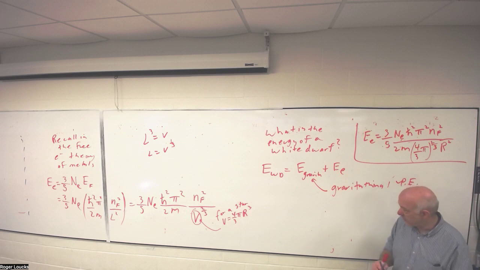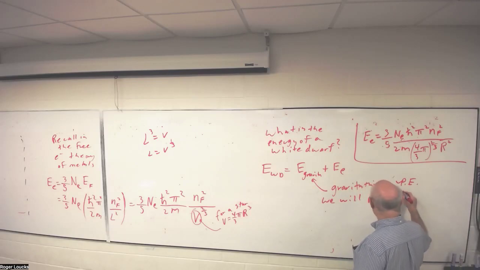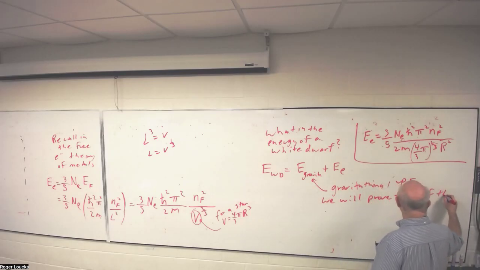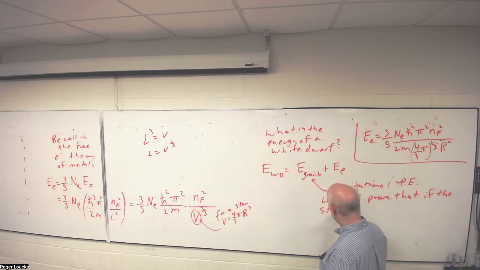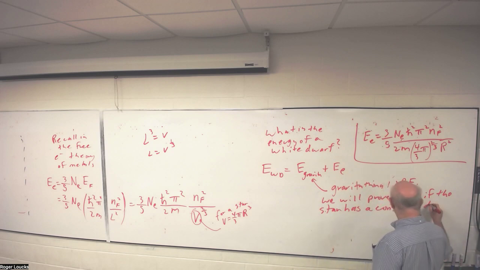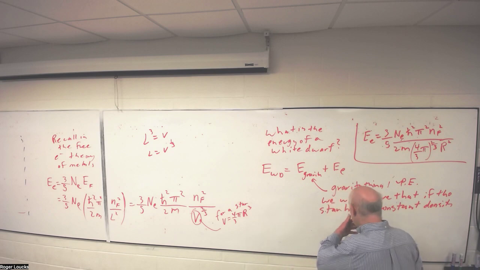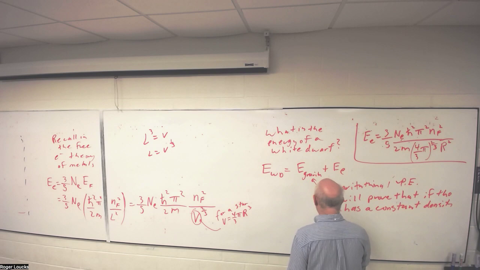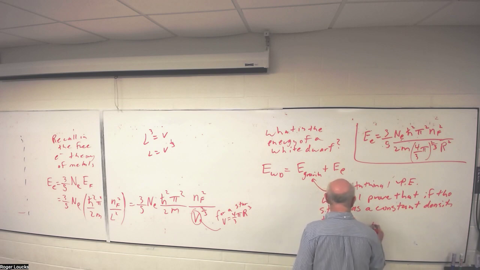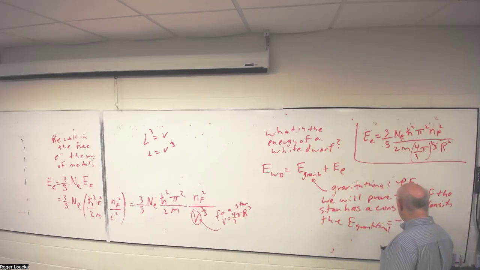And now what I want to convince you of is that we will prove that if the star has a constant density, which it doesn't, but that's okay, this is still going to be a really good calculation of energy. If it has a constant density, then this gravitational potential energy is going to be minus 3/5 G m squared over R.